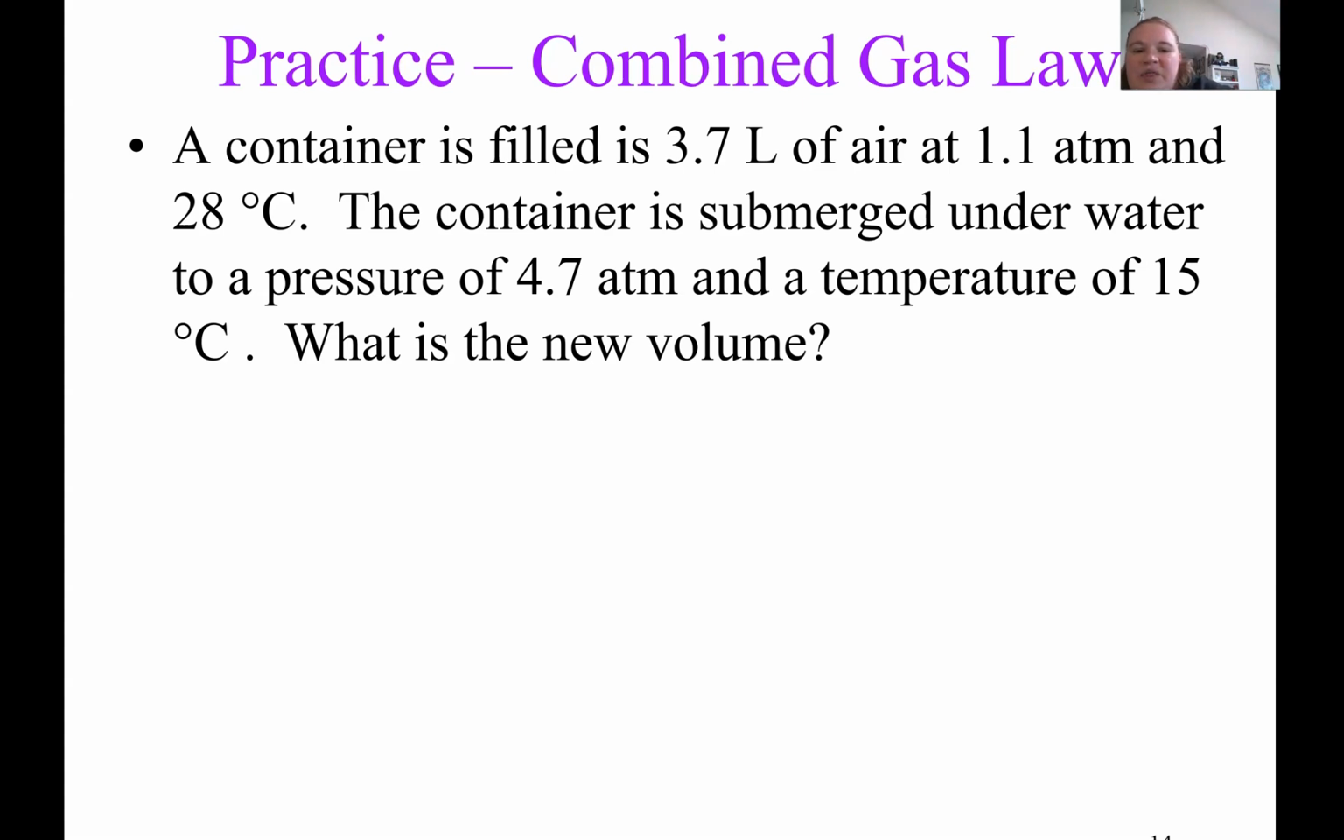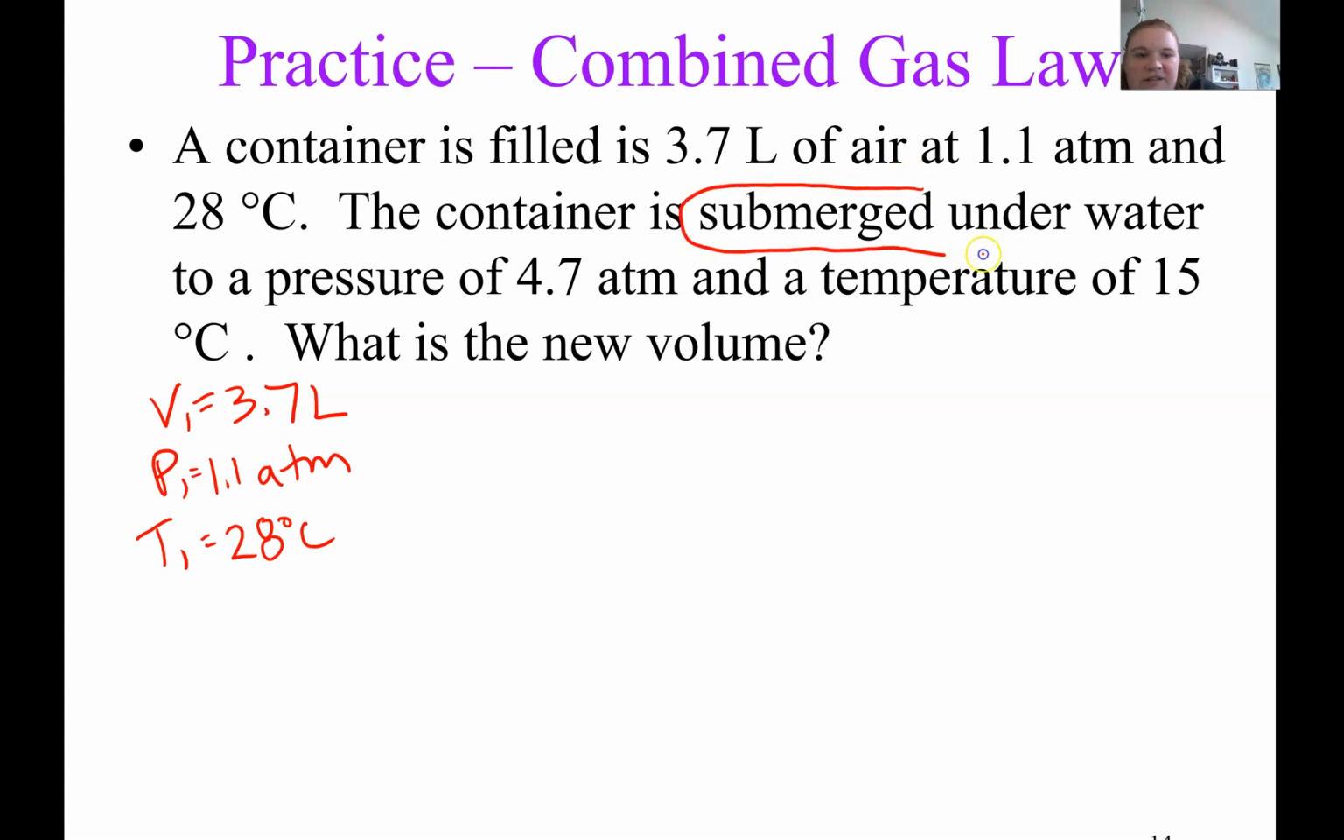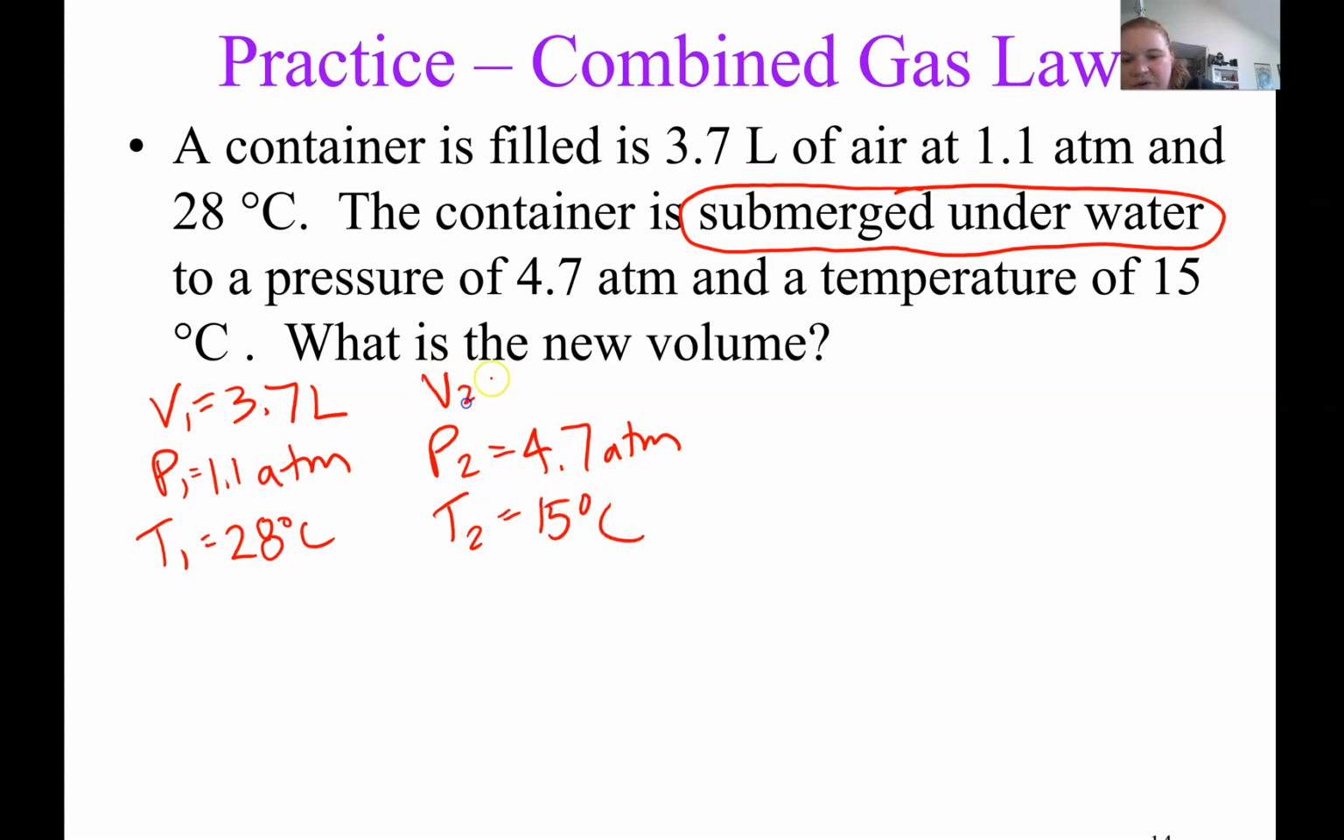So a container is filled with 3.7 liters of air at 1.1 atmospheres and 28 Celsius. The container is submerged underwater. So the fact that it was submerged underwater tells us that some changes are going to occur to a pressure of 4.7 atmospheres and a temperature of 15 Celsius. What is the new volume?